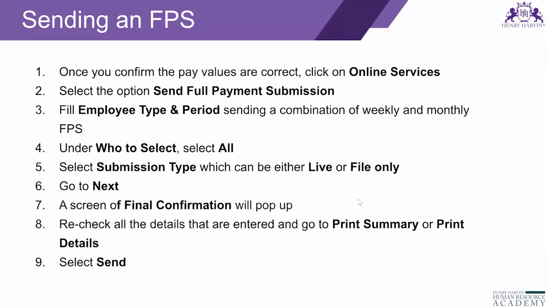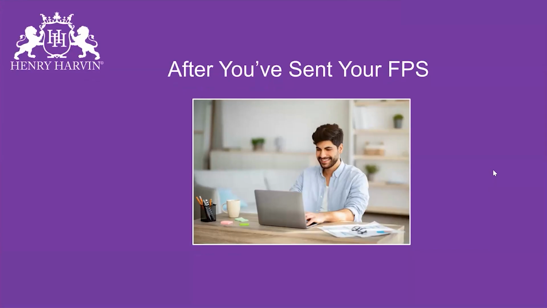Then click go to next and a screen of final confirmation will pop up. You can keep a print of that. You'll receive a receipt number too, so that if HMRC does not receive it and there is a concern, you can share it with HMRC that you submitted and received the confirmation. If there is a failure, you can resolve it and submit again. Keep the final confirmation with you for audit purposes and in case of problems with HMRC later on. Then click on send. Now, after you have sent the FPS, what steps do you have to follow?